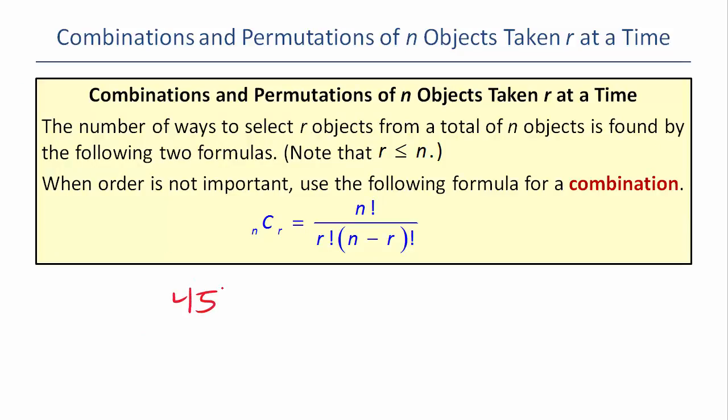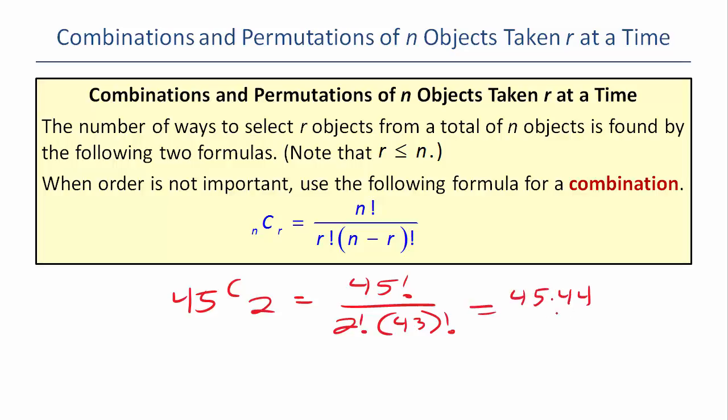And a 45 choose 2 is simply 45 factorial, right? Because that's my n, over 2 factorial. And then this is 45 minus 2, which is 43 factorial. The 43 is going to cancel all those other numbers out, and we're just going to have 45 times 44, and on the bottom 2 times 1. And that's going to reduce down nicely.